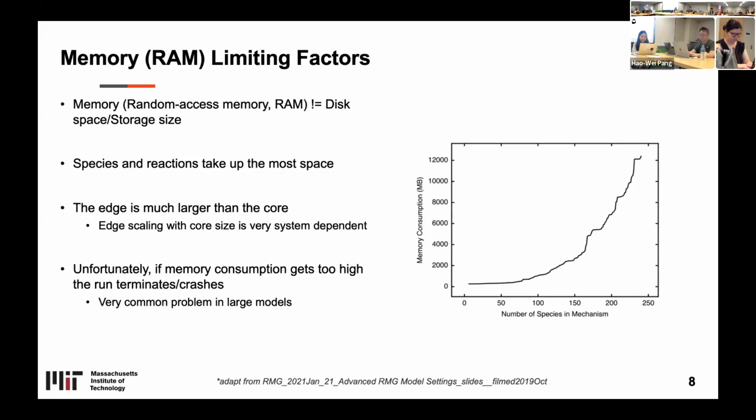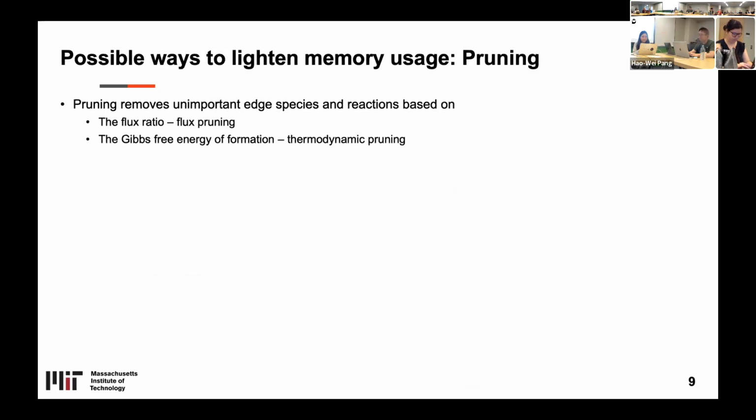One way to limit the RAM usage is to use pruning. The pruning idea is basically to remove unimportant edge species and reactions. There are two ways to do it. The first is using the flux ratio, which we'll refer to as flux pruning. Basically, it tries to remove species that are formed at a very low flux, assuming they're not important. The second is to use the Gibbs free energy of formation, and assume that if the formation energy is too high, then it won't be important at all in our mechanism. That we'll refer to as thermal pruning.